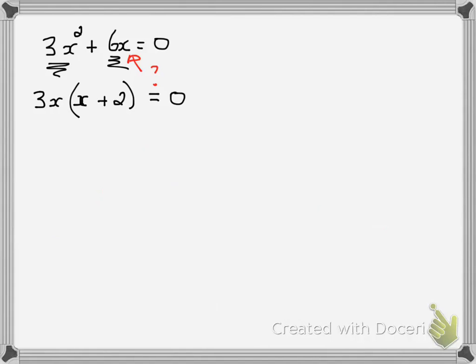Now, a way to check that would be to multiply it out, and see if you end up with your original statement. 3x times x is 3x squared, and 3x times 2 is 6x. Now, our null factor rule, or null product rule, says that either 3x equals 0 or x plus 2 equals 0, which means x must equal 0 or x must equal negative 2.